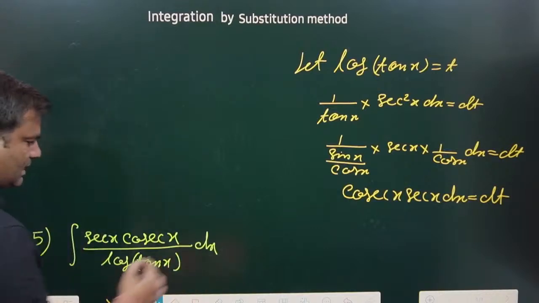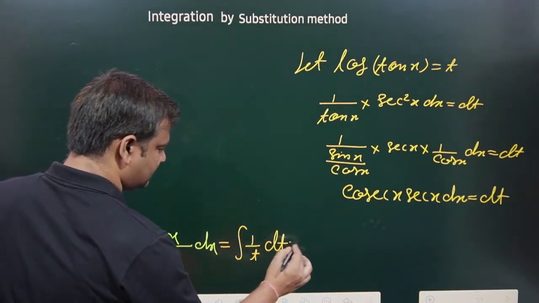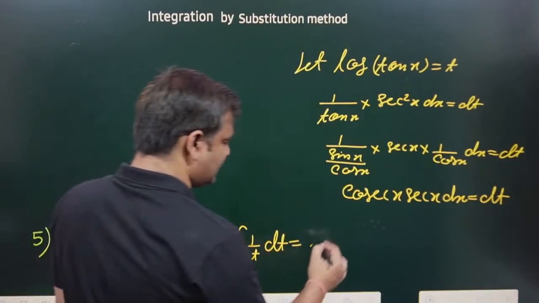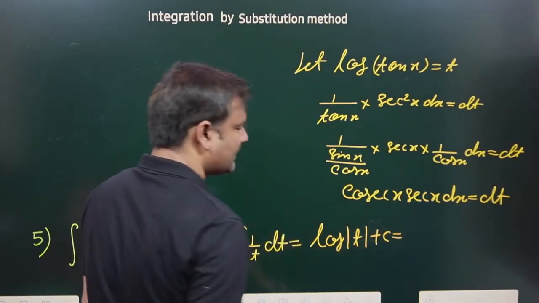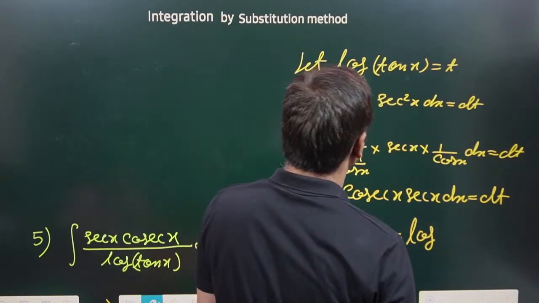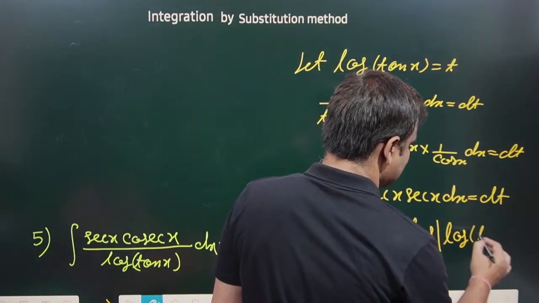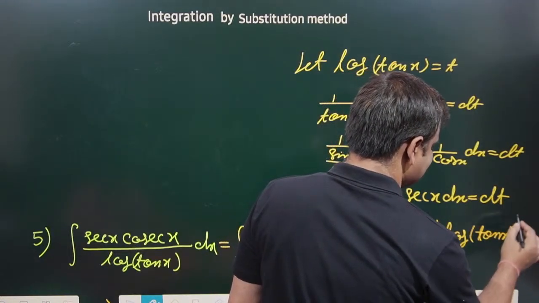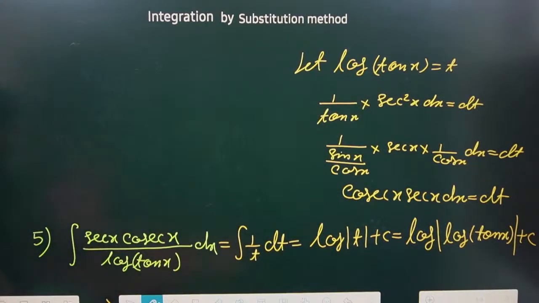Okay. So basically this one is integration of 1 by t dt, very simple, and that is written as log of modulus of t plus c. And modulus of t is how much? Log of tan x plus c is the right answer. Make it. Okay, I hope it is clear.